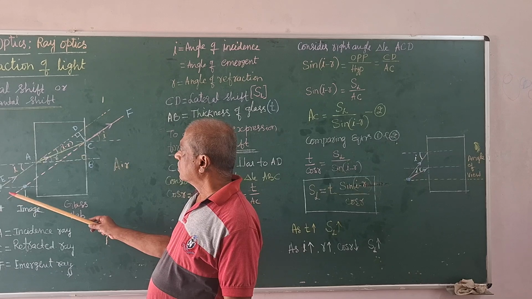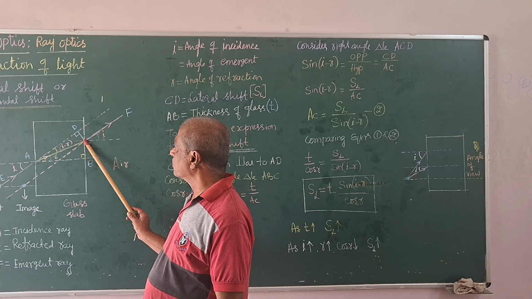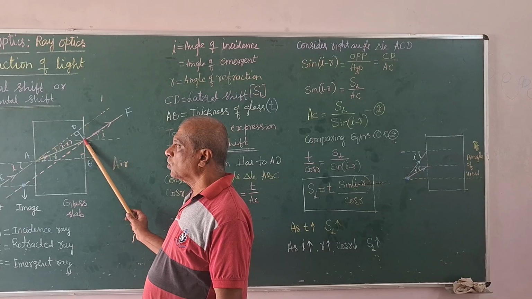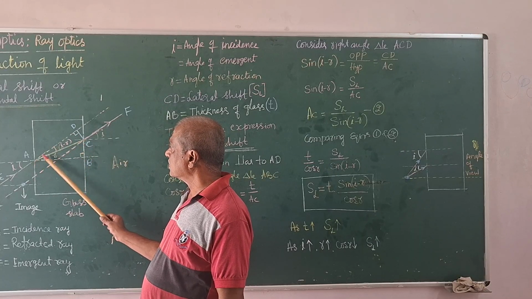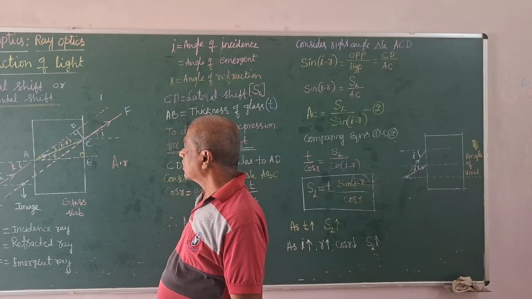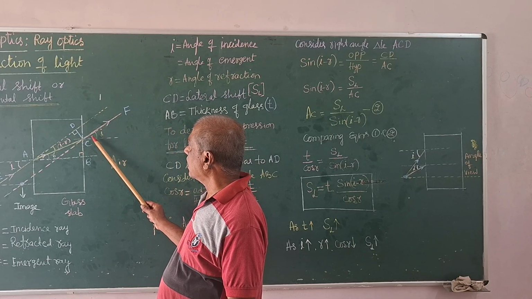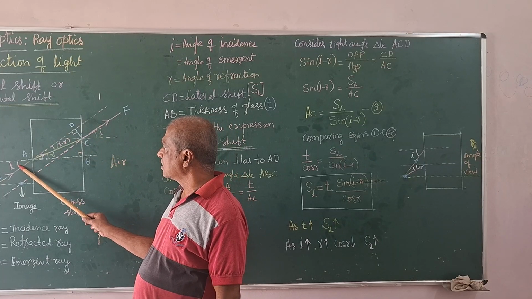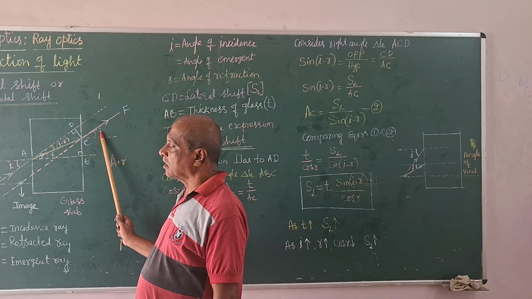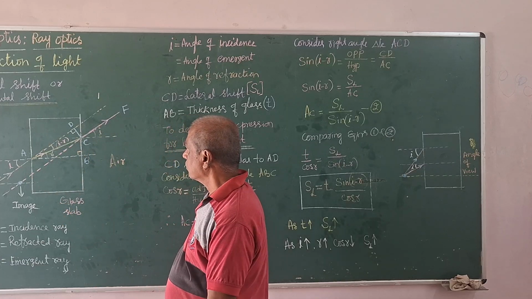This is how a ray of light undergoes a change. There are two refractions at two points. The resultant is called the emergent ray. That is, this angle is the same as i, this angle is i. The incident ray and the emergent ray, the angles are the same.